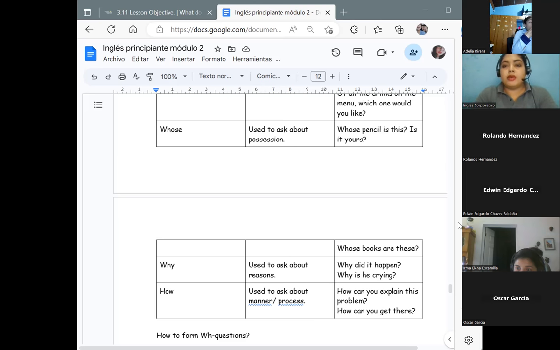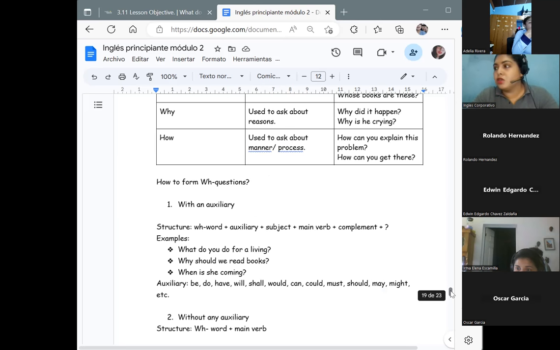Y ahí teníamos también algunos ejemplos para ver esas preguntas. Luego, ¿cómo formábamos nosotros las WH questions? ¿Cómo formábamos nosotros las preguntas? Ahí tenemos nuestras estructuras. Primero, con auxiliares. Segundo, sin auxiliares. Y ahí están, ¿verdad? Nuestras estructuras.